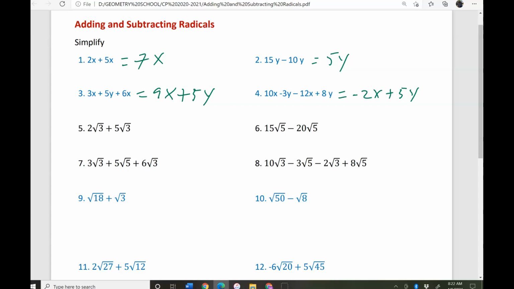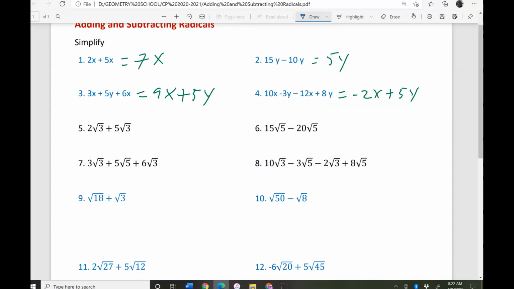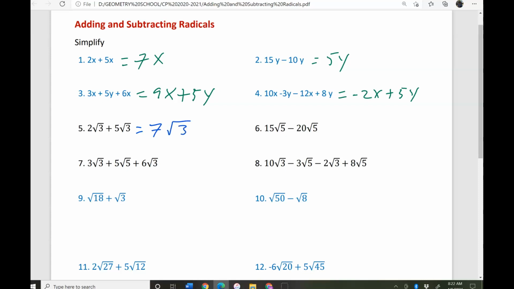Now, ladies and gentlemen, when we add and subtract radicals, we want to do exactly the same thing. We want to treat the radical just like it's a fancy x. Okay? No different. So when we combine radicals, we do exactly the same thing. So I have 2 square root of 3 plus 5 square root of 3. That's going to give me 7 square root of 3.